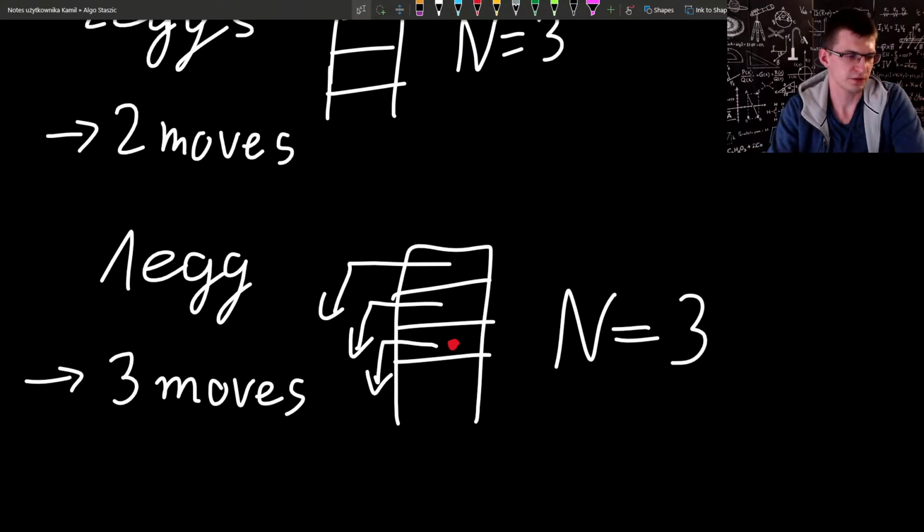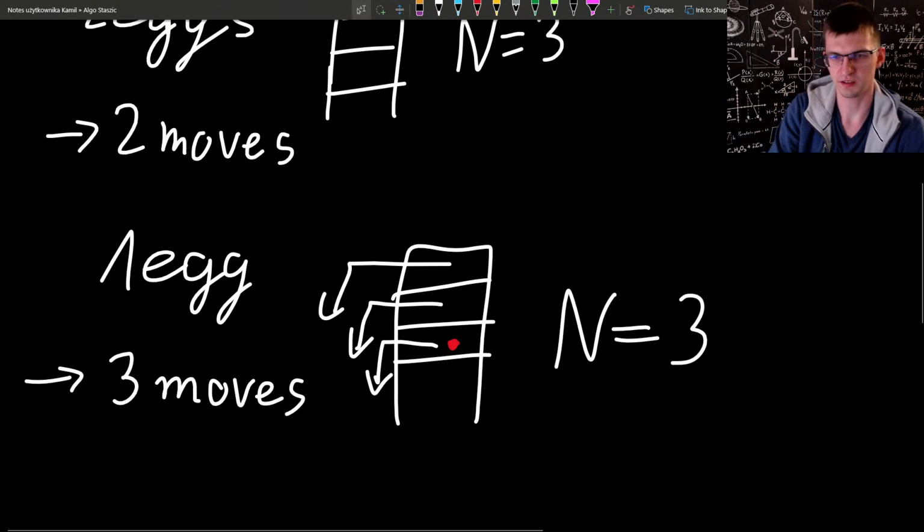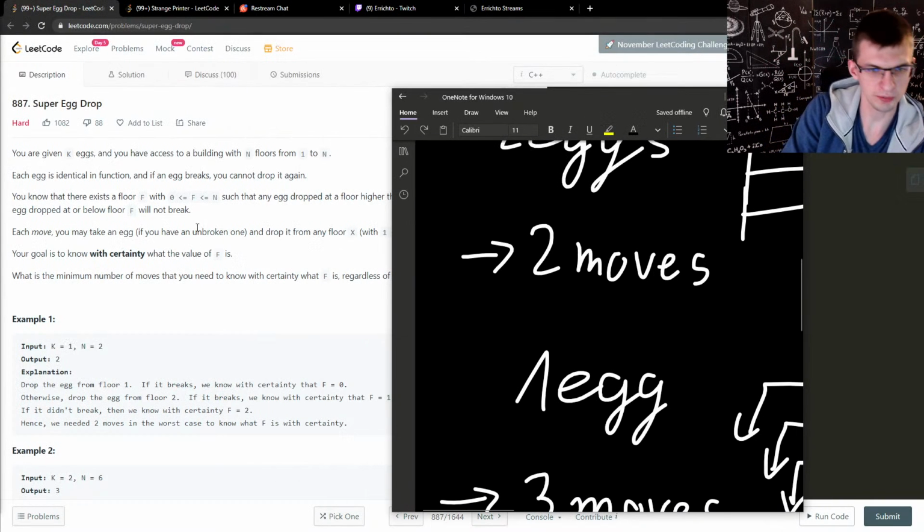What is more important, to find the magic floor faster or save as many eggs as possible? Only finding the magic floor is important. The problem is about finding the magical floor, the border floor. But more eggs help for that.